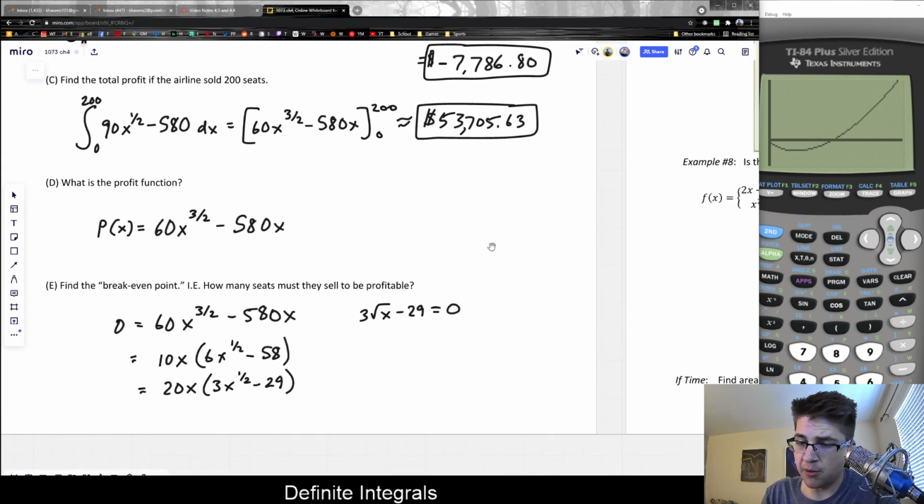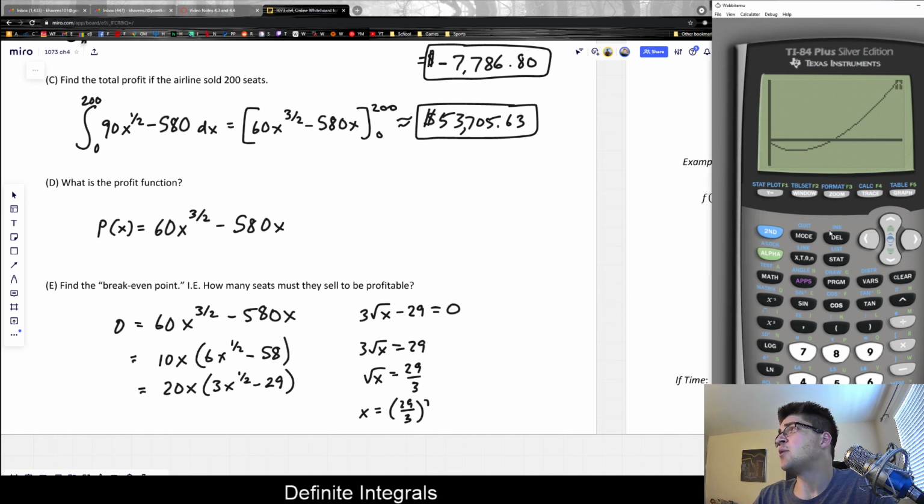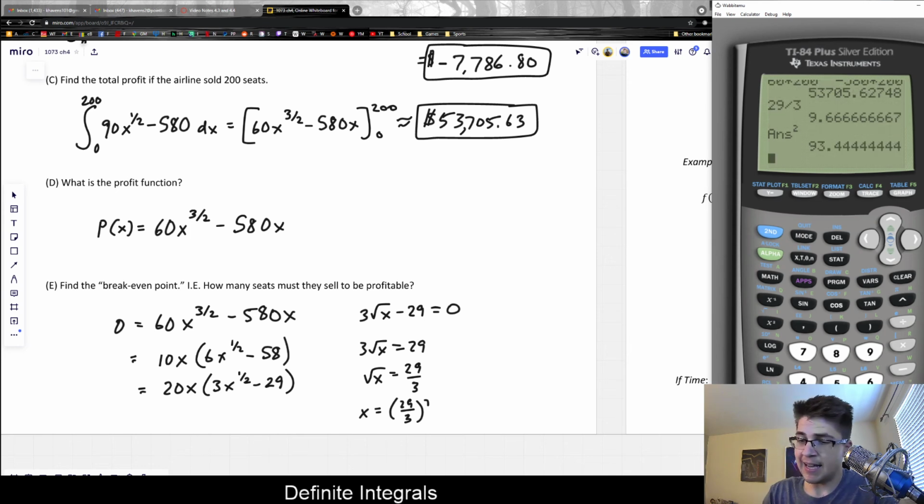But this would be, well, 3 root x is equal to 29. So square root of x should be equal to 29 over 3. And then squaring both sides, I would have x is equal to 29 over 3 squared. And so that would give me approximately 93 seats on this plane for the break-even point, 93.44 repeating exactly.